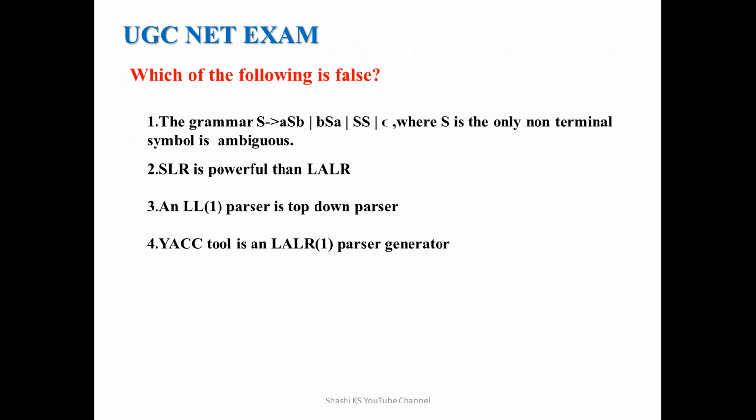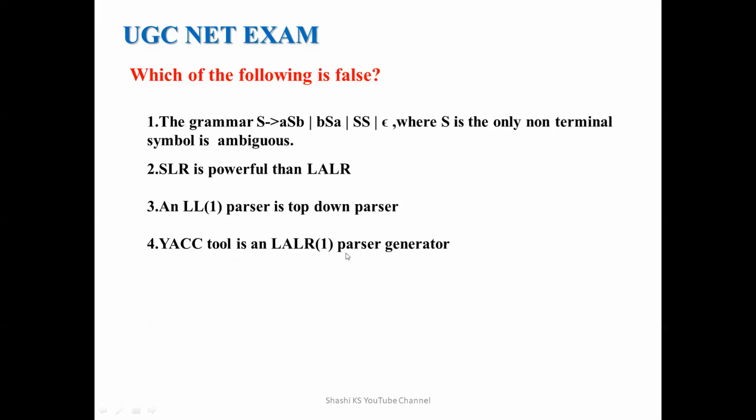Next question is, which of the following is false? They have given the grammar S derives ASB or BSA or SS or epsilon, where S is the only non-terminal symbol, and they say it is ambiguous. So they are telling that this grammar is ambiguous. We have to check whether it is ambiguous or not.